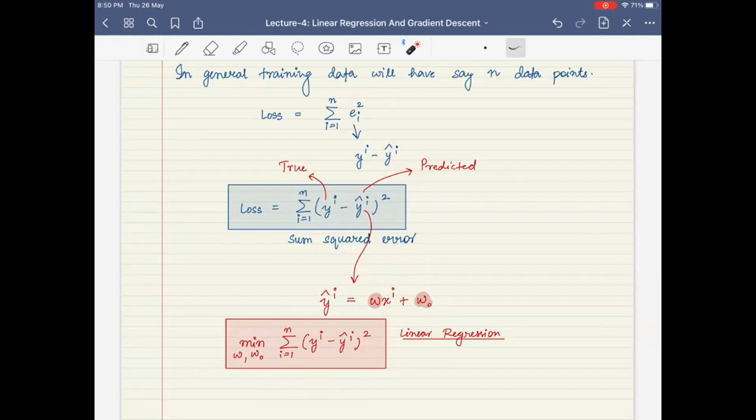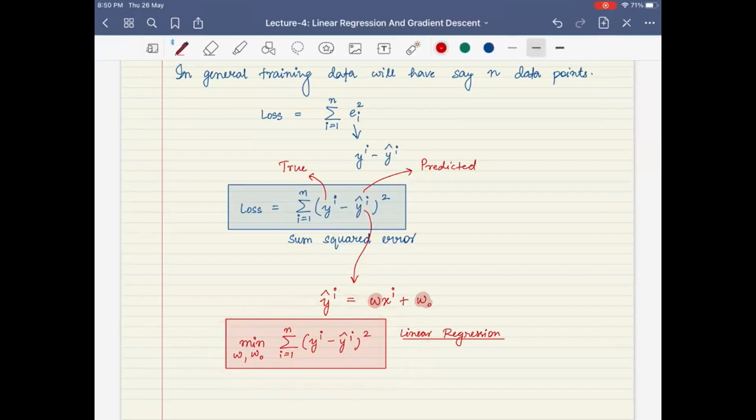Now we'll go and maybe see this entire process in Python. I mean, we won't discuss the code. I'll just show you how to do it in Python code. Okay. We still don't know how to find this W and W naught. This is still not a solution. This is like you have set up a problem.